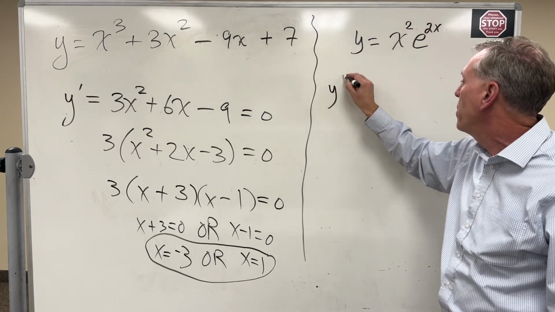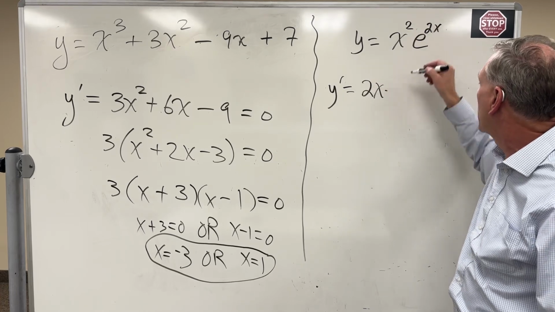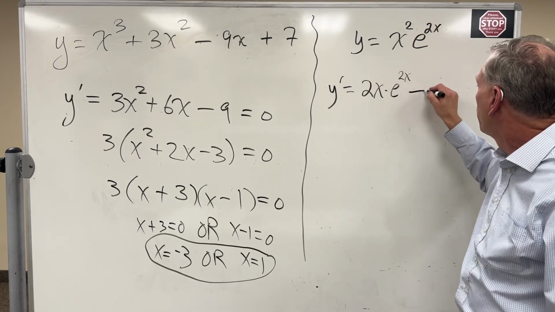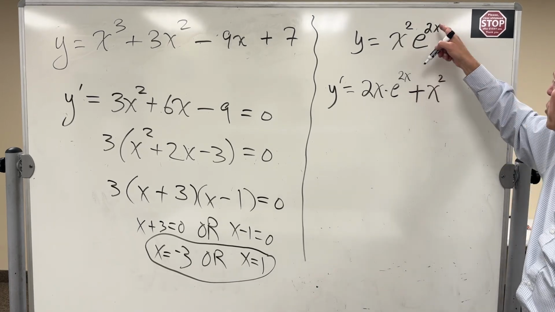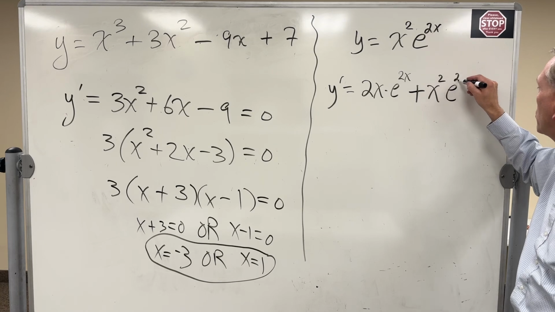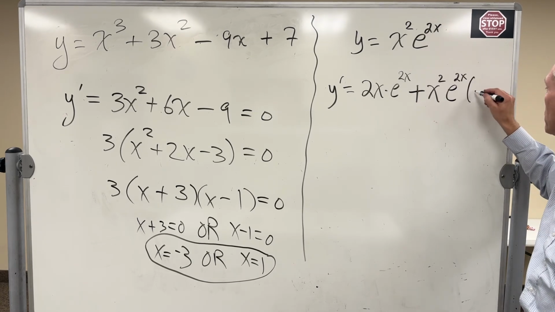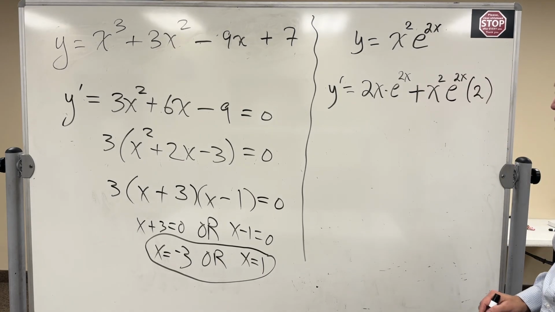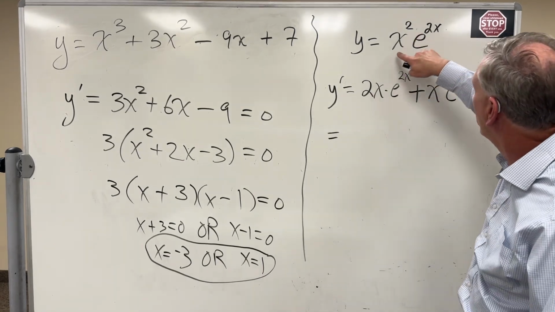So y prime is equal to the derivative of the first, 2x, times the second, e to the 2x, plus the first, x squared, times the derivative of the second. Well, the derivative of e to the 2x is e to the 2x times the derivative of the inside. And the derivative of 2x is the number 2. So this is all, we'll clean this up. Do you see that? We have the derivative of the first.